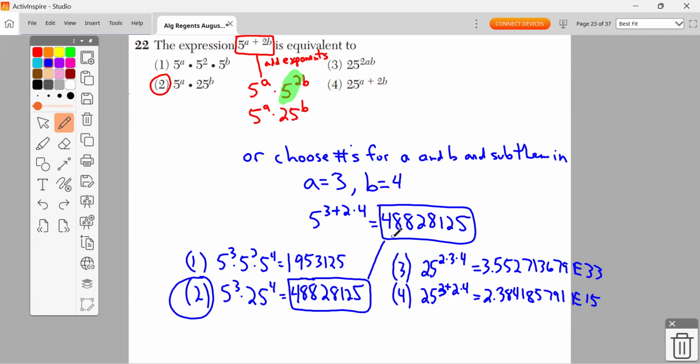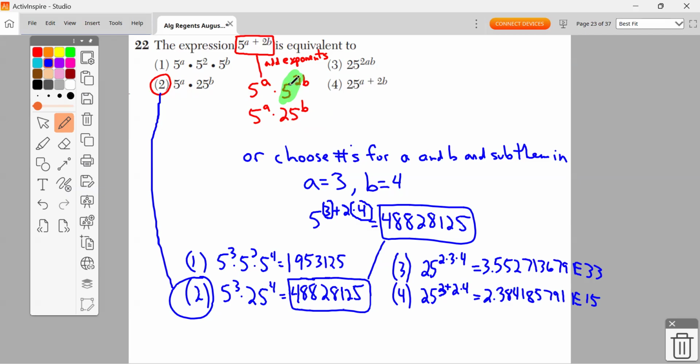Probably the easier way to do things is choose numbers for a and b and sub them in. If I choose, for example, a equals 3 and b equals 4, if I sub in those two numbers, and you could choose any two numbers you want, all right, I chose 3 and 4. I sub them in, and I got this as an answer. That's really 48 million and some change. Do that for all of your choices, and notice that this one matches. That's an easy cheater way to do it.